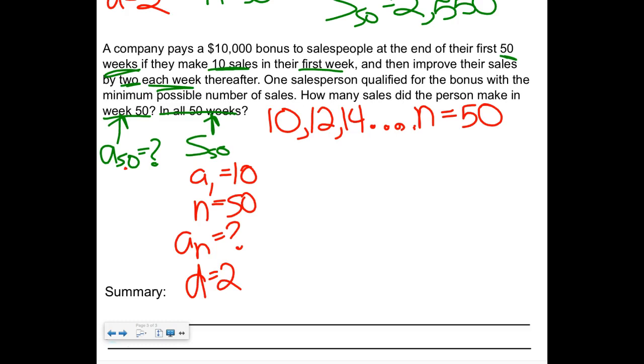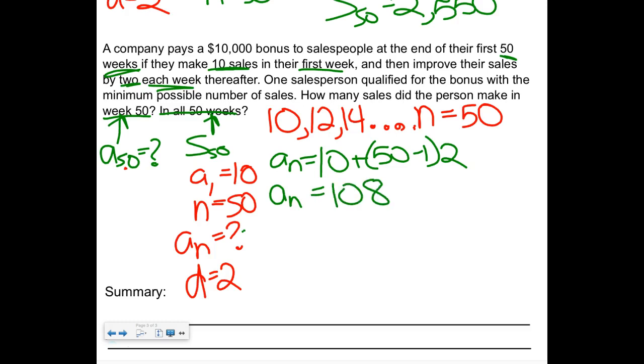Okay, so I'm going to take my explicit formula to help us find our AN. So I'm going to say AN equals our A1 plus our N minus 1 times our D. So reminder, we're finding our AN. It's our easiest one because you can plug the whole thing in your calculator. And when we do that, our AN or our A50 equals 108. So that is actually our first answer. So someone would have to have 108 sales on that 50th week.